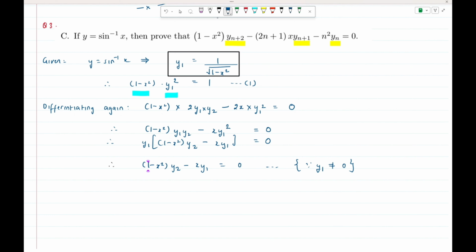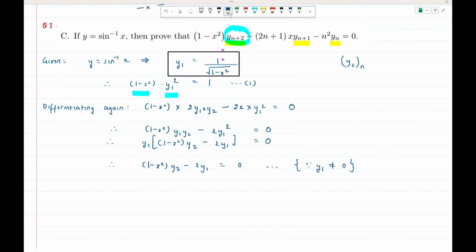Now once we have this, we will differentiate it n times. Why do we differentiate it here? Because have a look at the problem. You are required to find the n plus 2th order derivative. So the n plus 2th order derivative will come after you differentiate y2 n times.